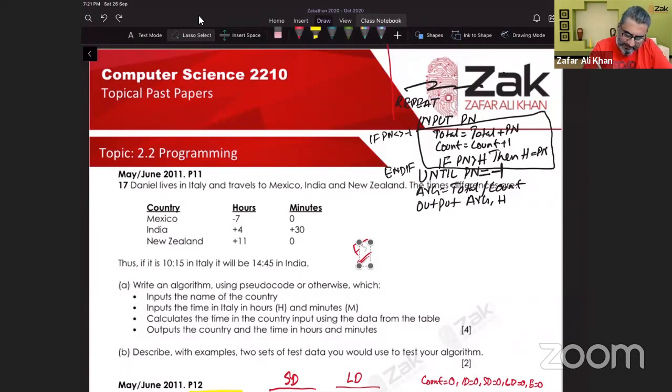So what it says, Daniel lives in Italy and traveled to Mexico, India, and New Zealand. The time differences are: if it is Mexico, then it is -7 hours, but no difference in minutes. If it is India, then you have to add 2 hours and 32 minutes. If it is New Zealand, you have to add 2 hours and 02 minutes.